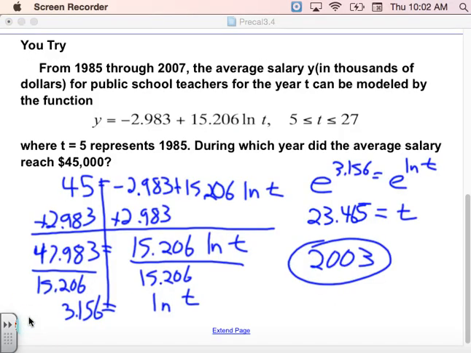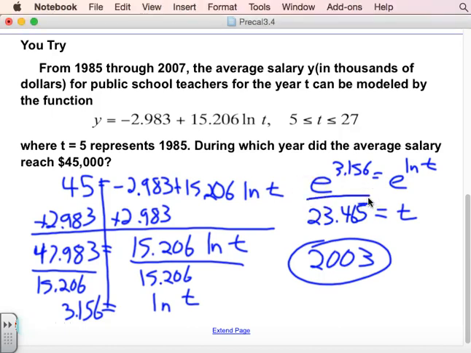All right, so we just solved this equation right here. We added 2.983 and then divided by 15.206 so that we isolate our logarithm. Now, once we got the isolated logarithm, we need to solve it by raising it to the base. The logarithm is log base e, so we need to use a base e. So right here we do e raised to 3.156 and e raised to the natural log of t. That cancels out the logarithm and just leaves t. And e raised to 3.156 is 23.465.